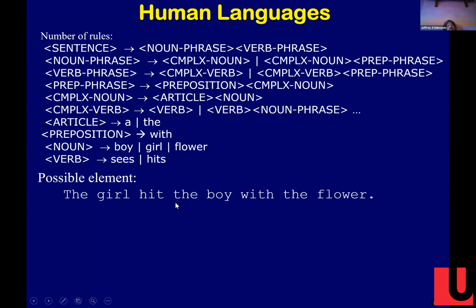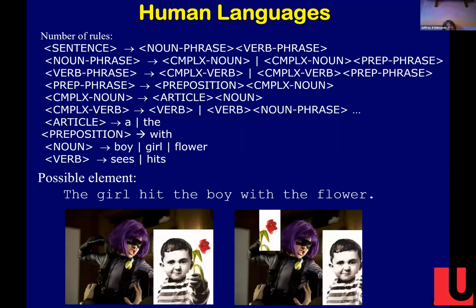The girl hit the boy with the flower. Everybody visualize what you think that means. It could mean that the girl hit the boy. Which boy did she hit? She hit the boy with the flower. So here's the boy with the flower, and here's the girl hitting the boy that has the flower. Don't you love this? I took the flower and put it on top of a boy, and I took the boy and put him on top of a girl. So this is my picture.